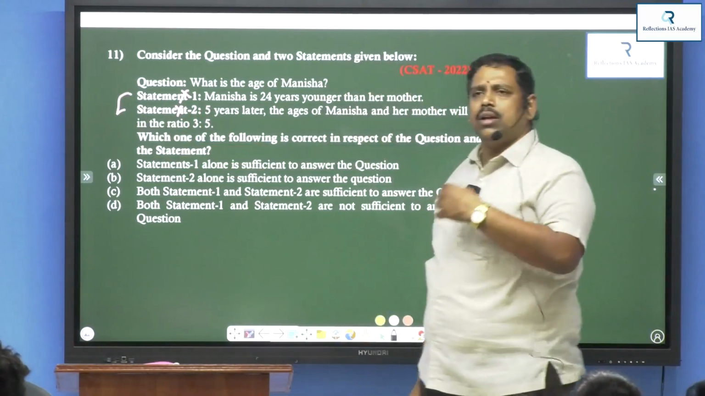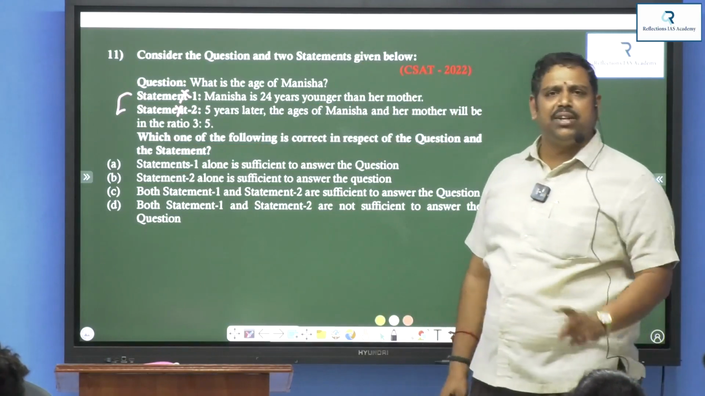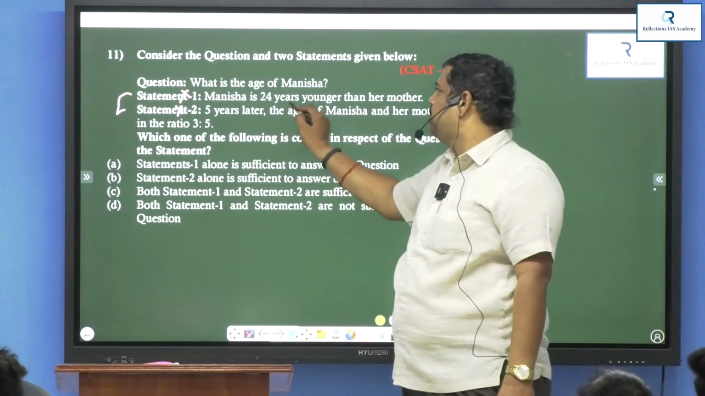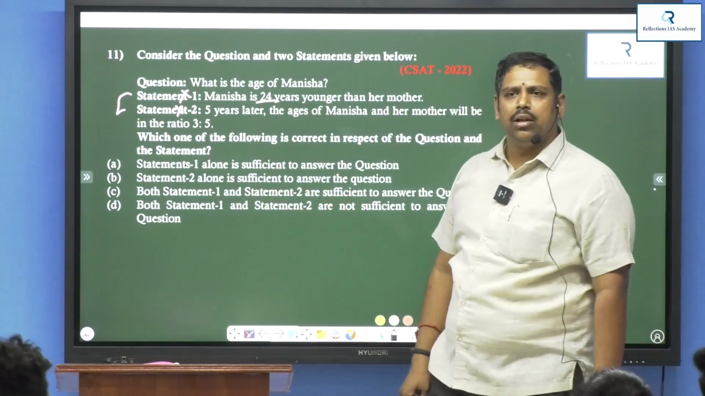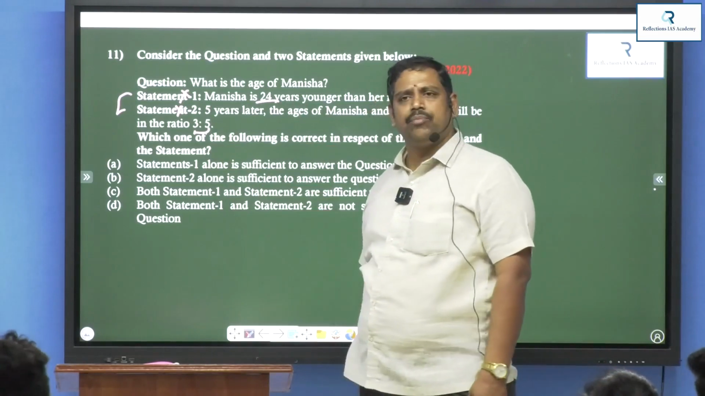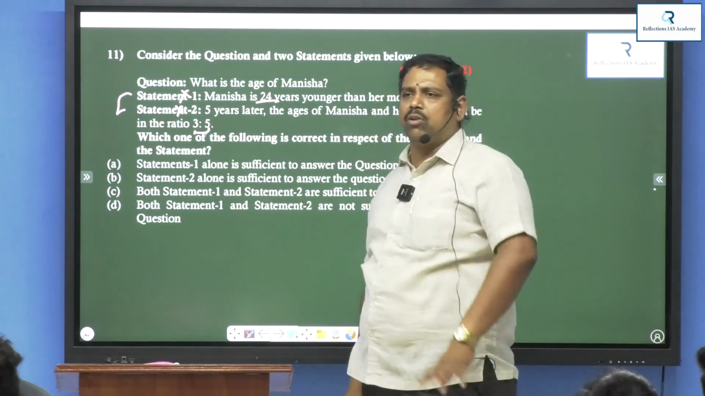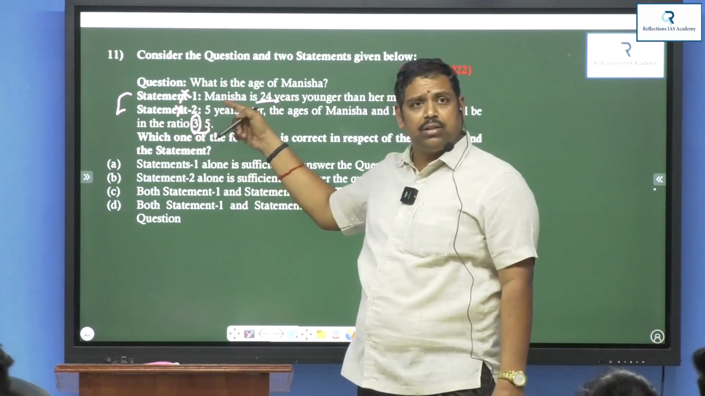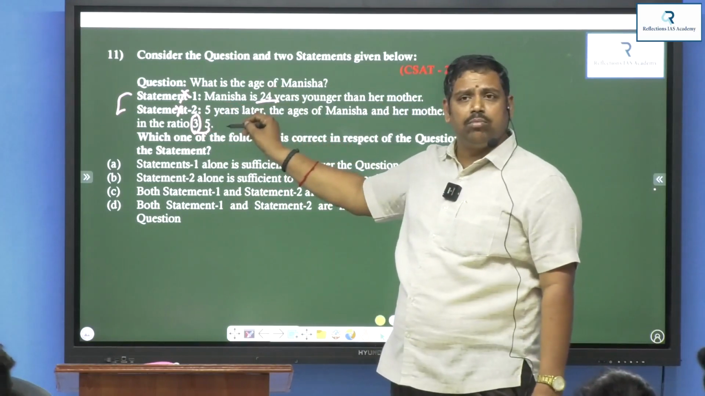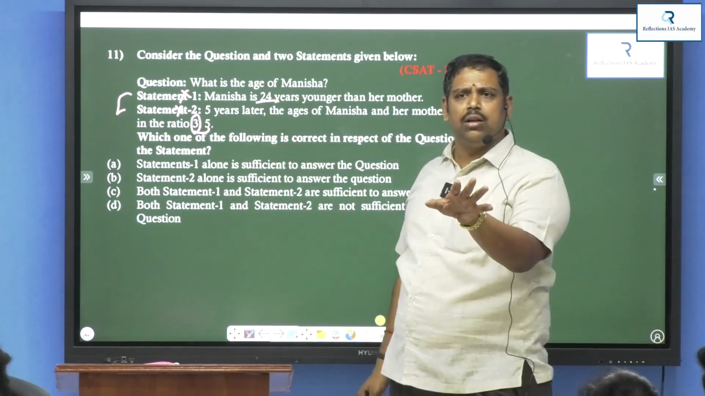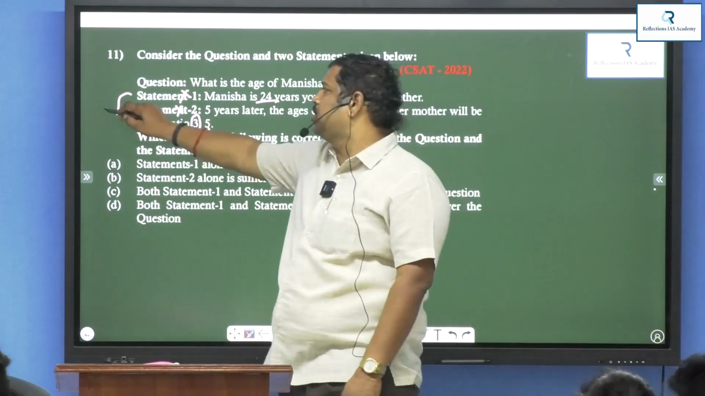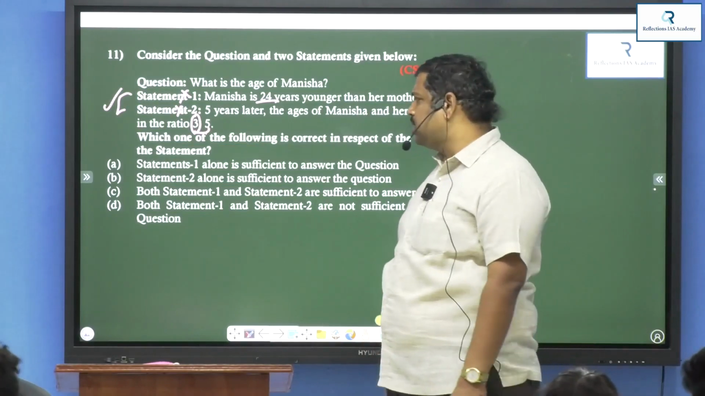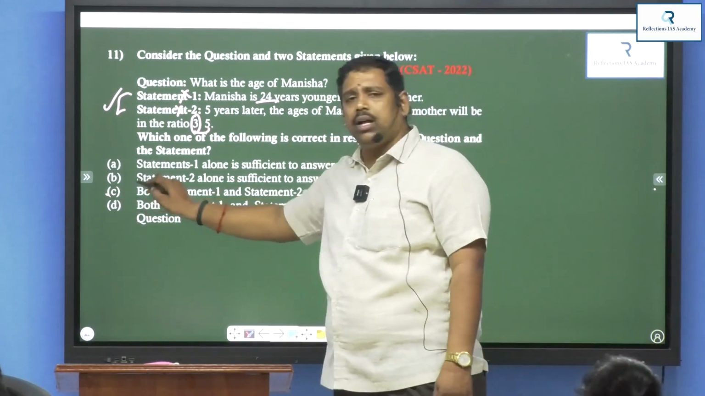Together I am going. Here, Manisha is 24 years younger than her mother means difference is 24 years, right? The difference changes or will not change? After 5 years also, the difference will be how much? 24. Difference is 2 parts, right? If 2 parts is 24, 1 part you can calculate. You can calculate the age of Manisha after 5 years, means you can calculate the present age of Manisha also. Able to answer. So, data is sufficient when both together. What do you answer for this question? C only, na? That's nice.